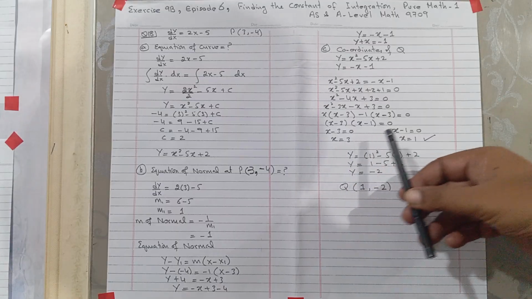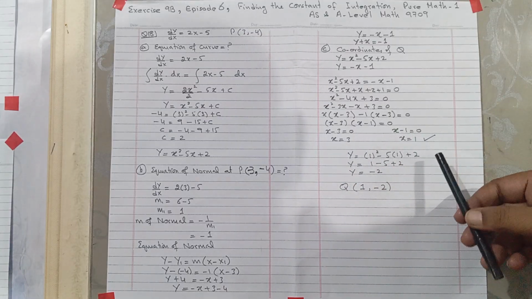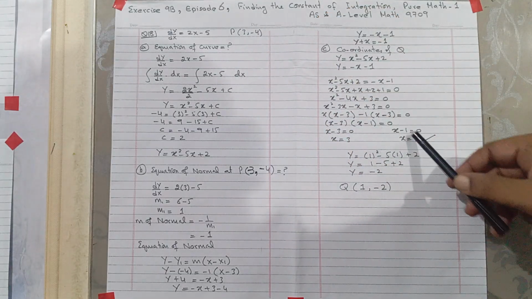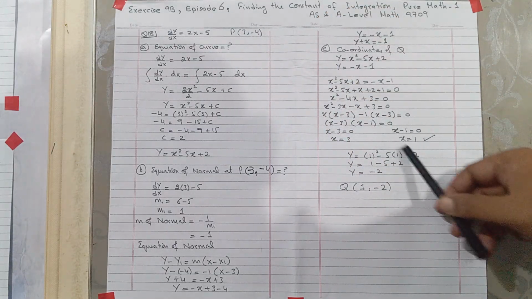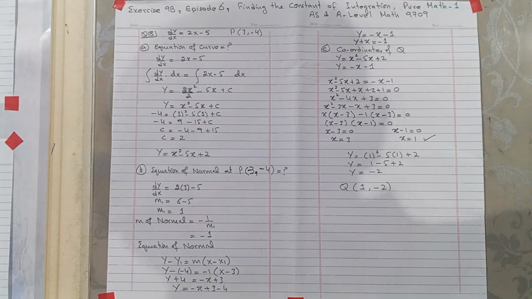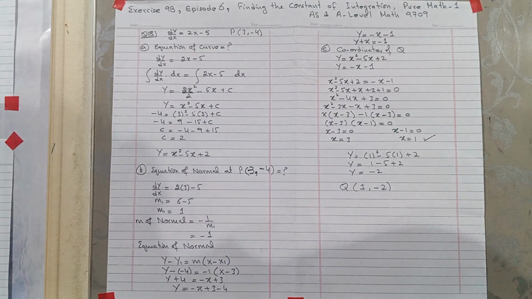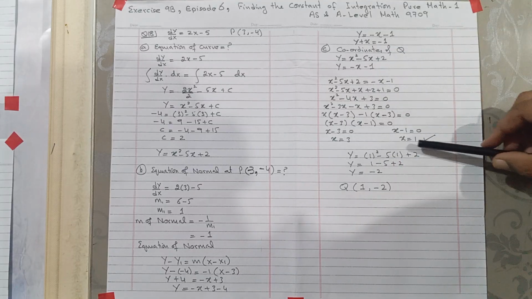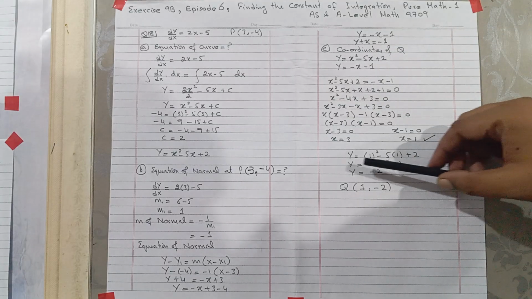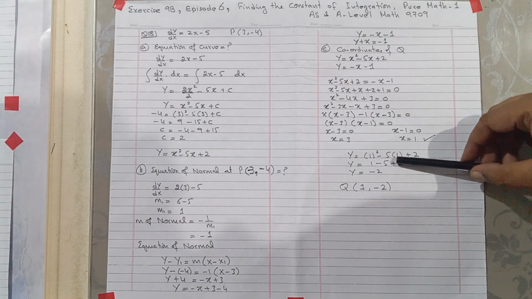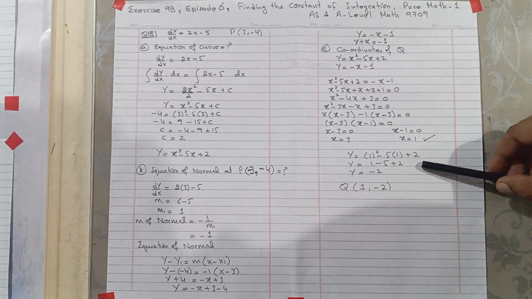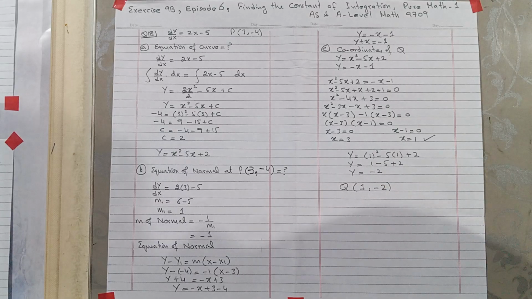So x will be equal to 3. x minus 1 equals 0, x equals 1. This point was already given to me. So I'm going after the point x equals 1. I will find the y coordinate, because this lies on this curve. I will take the equation of the curve and in the place of x, I will put 1. So y equals 1 square minus 5 into 1 plus 2, so y equals 1 minus 5 plus 2. So y equals minus 2.